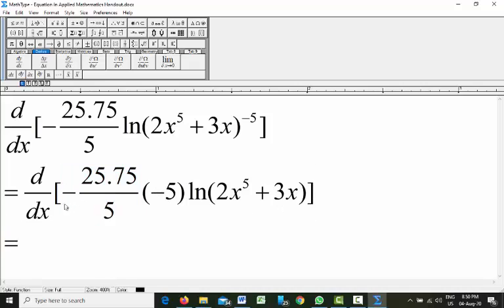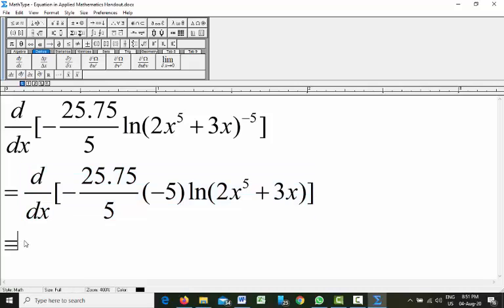So minus a plus, and these 5 will cancel this 5. So these 5 will cancel, and we will have minus a plus. So that means we will have only 25.75 here.